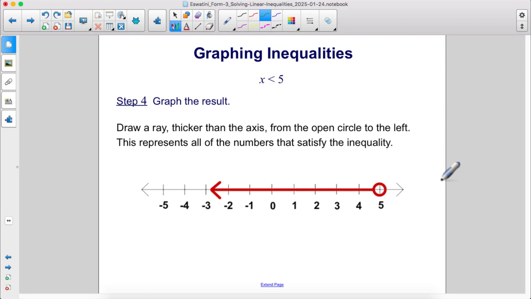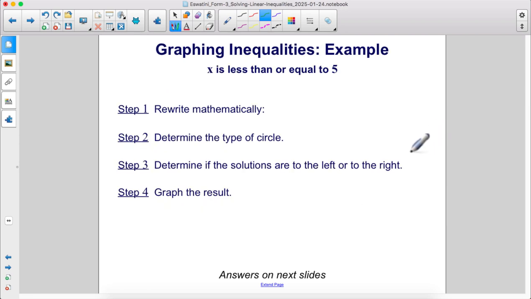Finally, graph the result. Draw a ray thicker than the axis from the open circle to the left. This represents all of the numbers that satisfy the inequality. Here are the steps one more time. Step 1. Rewrite mathematically. Then determine the type of circle. Determine if the solutions are to the left or to the right. And finally, graph the result.